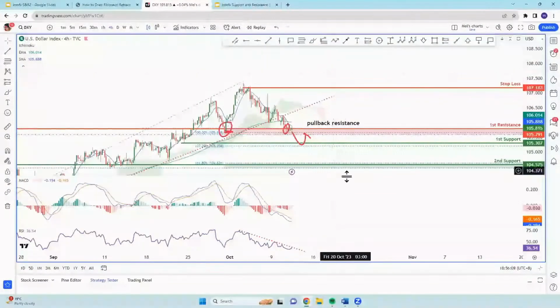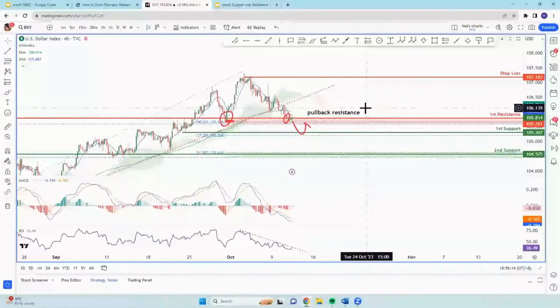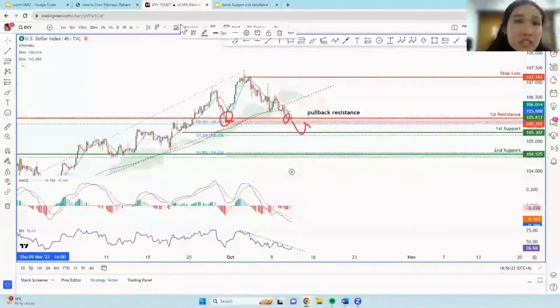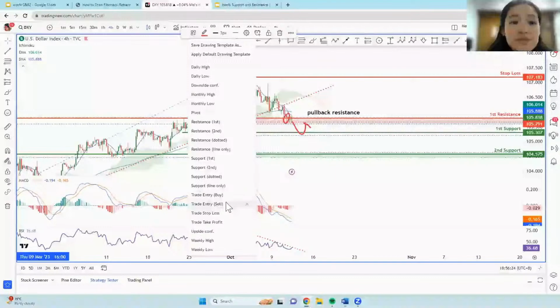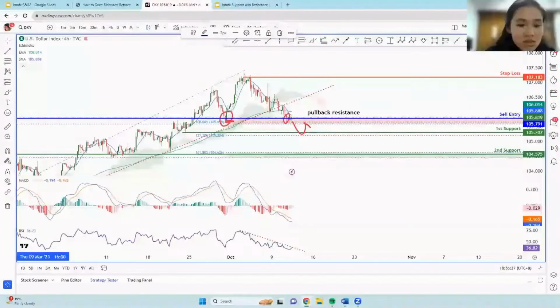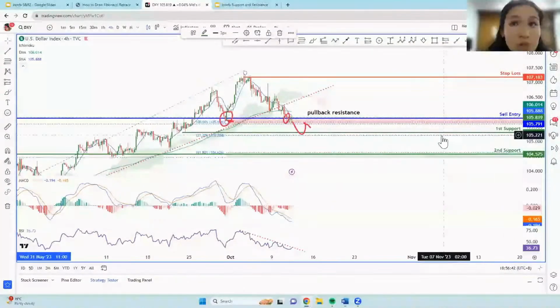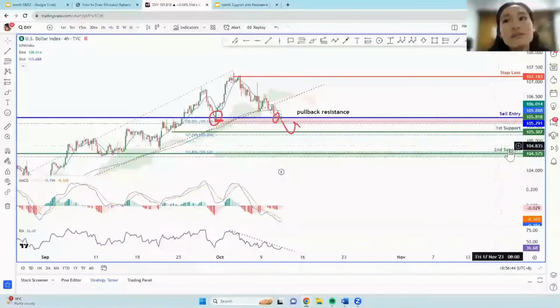In this case, you're actually going for a sell, not a buy. Which means the second resistance should be the maximum stop loss. The first resistance, sorry, will be our sell entry. Then our first support would be our take profit. And then once price breaks that, we can go in for another sell towards our second support.